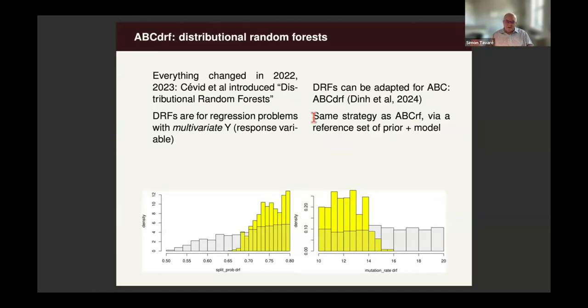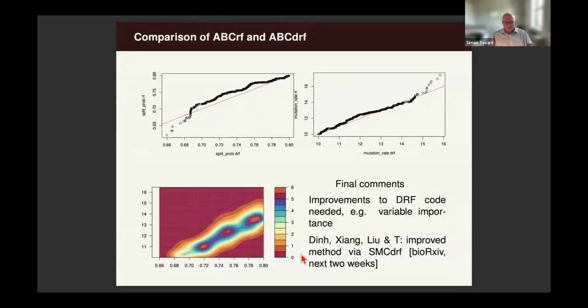You do the same thing. You generate a set of observations. You summarize them for each of the prior values. You feed that in as a reference set, and then you predict what happens. And indeed, what you see is exactly the sort of thing we saw before. So there's nothing special about that. Just to show that these two methods do something consistent, the two pictures at the top show a QQ plot of the split probability for random forests and distributional random forests. You might argue that's not too good. And this one is the same thing for the mutation rate, and those fit pretty much exactly.